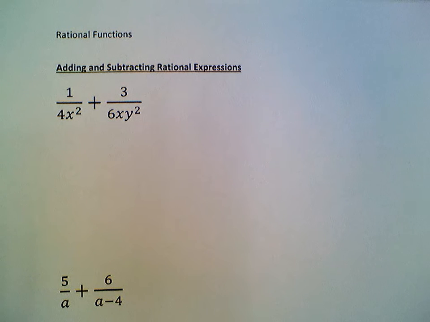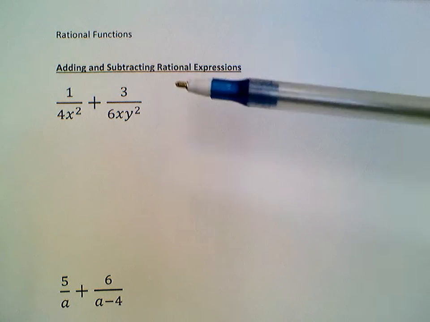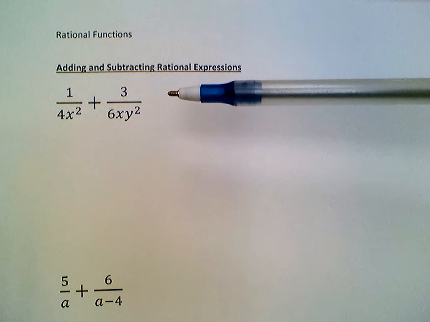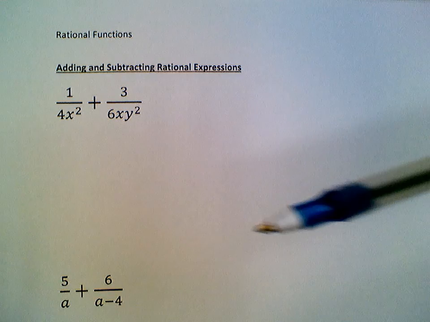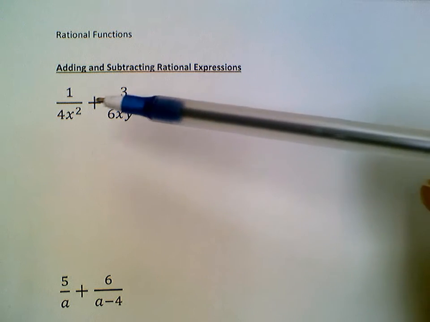In this video, we are going to review the adding and subtracting of rational expressions. So remember, a rational expression is when you have polynomials that are written in fraction form. So I've got 1 over 4x squared plus 3 over 6xy squared. Now, when you are adding and subtracting rational expressions, just like when you're adding and subtracting regular fractions, you need to have common denominators. So I'm going to need to find common denominators between these two fractions.